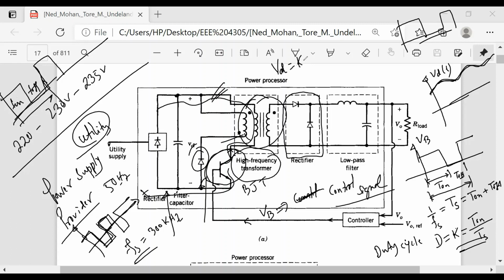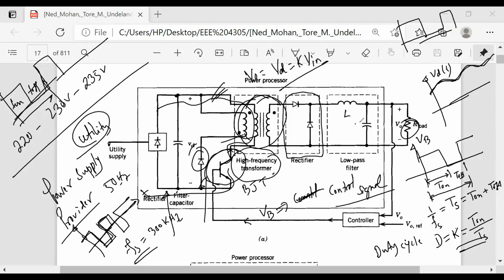That will be K, if the supply voltage is input. But if you change the K, then your VD will be changed. Output voltage here, or VD or V0, whatever, this V0 will be changed. So what is the advantage we have got? The advantage here is that we are getting a high frequency switching, and then we can use a high frequency transformer, not the line frequency transformer. Then it will be light, not heavy.